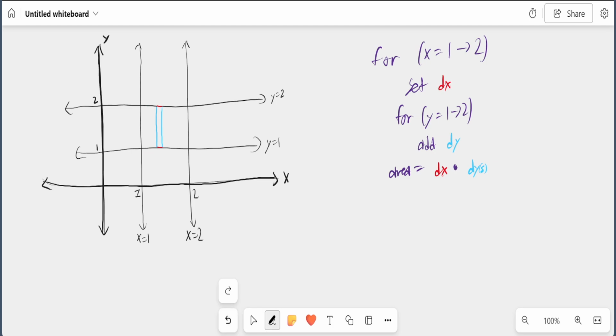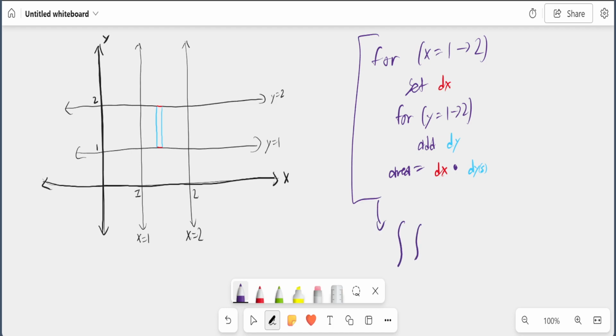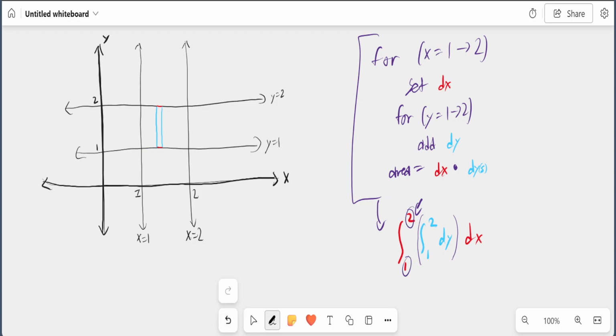And so in the context of infinite sums, this is the same as adding up, is it this way? Yeah, it's this way. Actually, let me color code this. That way it'll make more sense. Okay, so this is the exact same thing, right? First, we find a dx. We start at 1 and go to 2, right? That's why we have the 1 on the bottom and the 2 on the top. We start at 1. We set a dx.